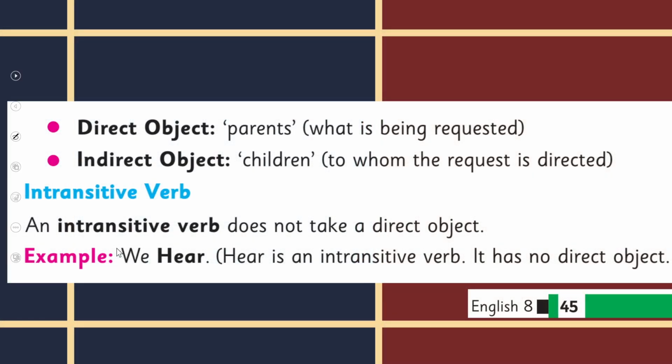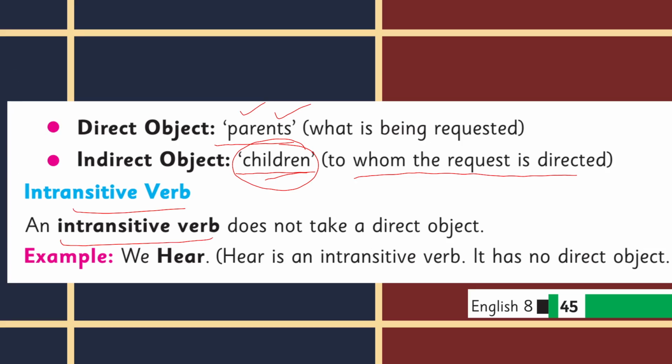So our word parents is what is being requested, and the indirect object in this one is children, to whom the request is directed. So parents is the direct object and the indirect object is our children. Let's move on to intransitive verb now.